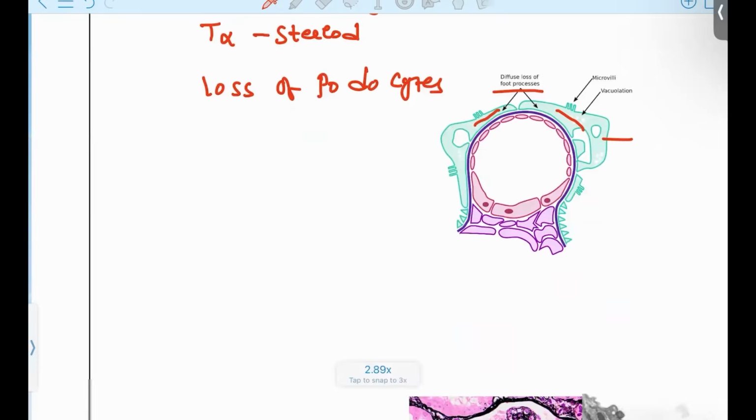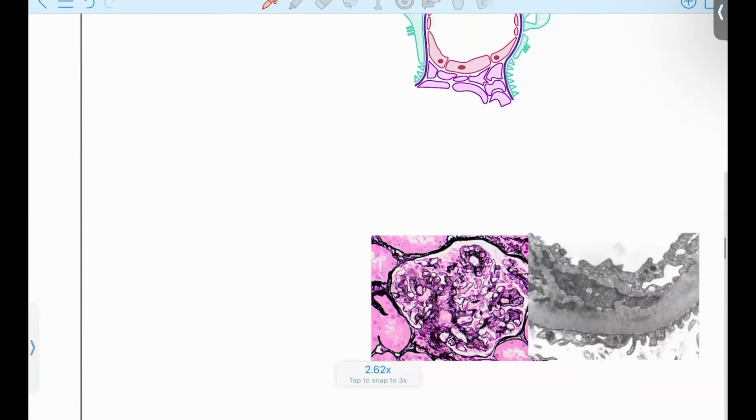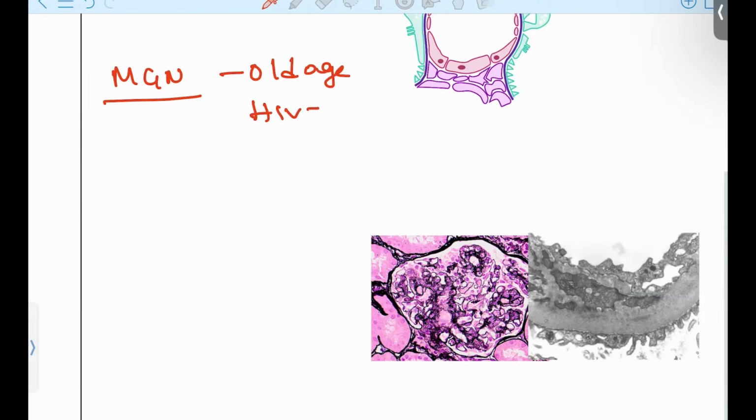Next, moving on to the MGN. MGN, membranous glomerulonephritis, seen in the old age people, and old age people who are suffering from HIV positive or hepatitis B. These are the commonly associated conditions.